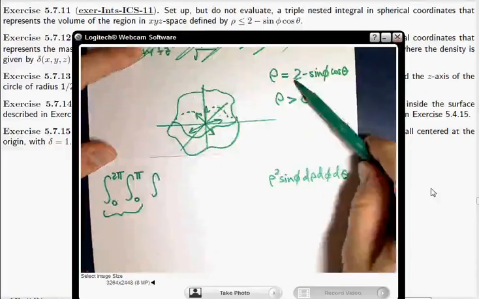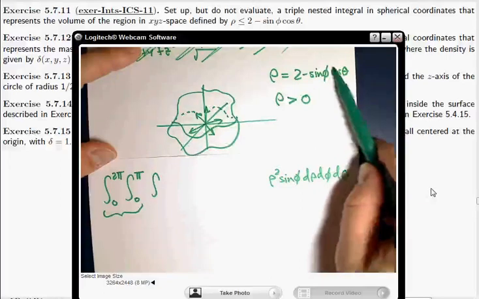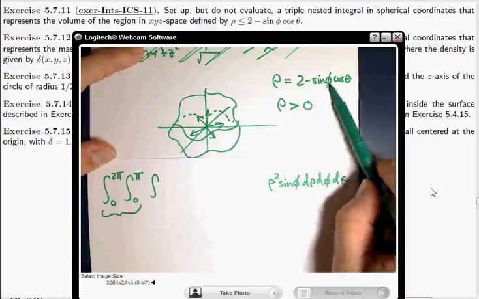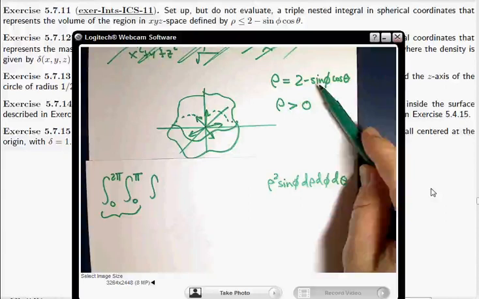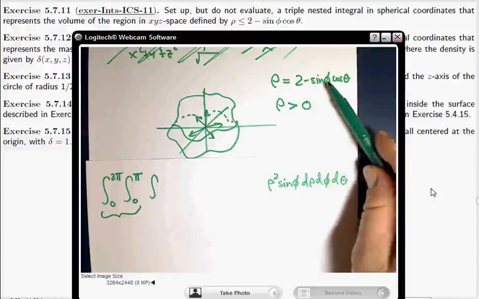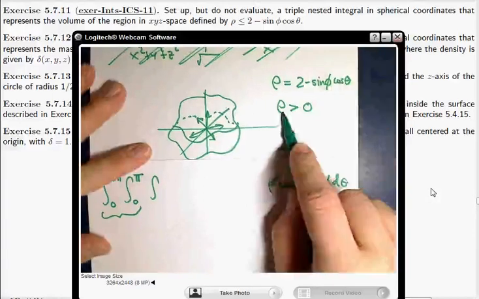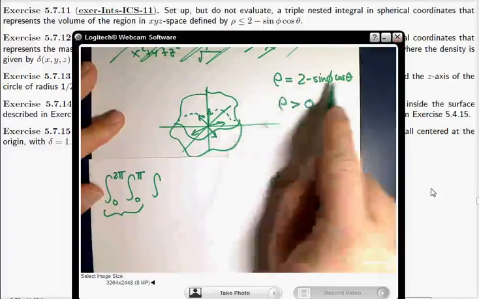And on this surface where rho is equal to 2 minus sine phi, this is small. This is always less than 1 here. And so 2 minus something small is going to be positive. In fact, sine phi is always less than or equal to 1, so therefore rho is always greater than or equal to 1. So this doesn't ever get anywhere near the origin.